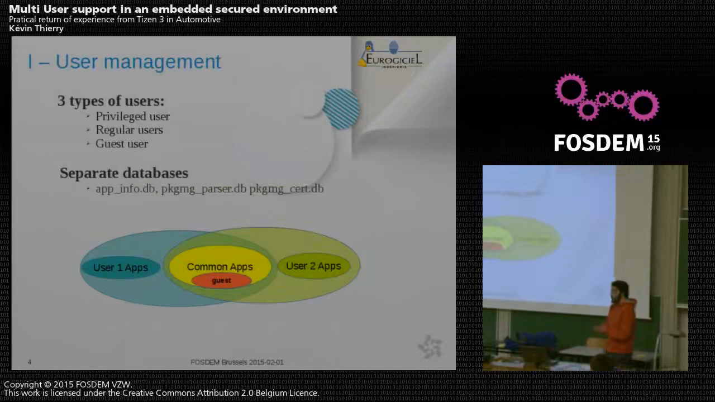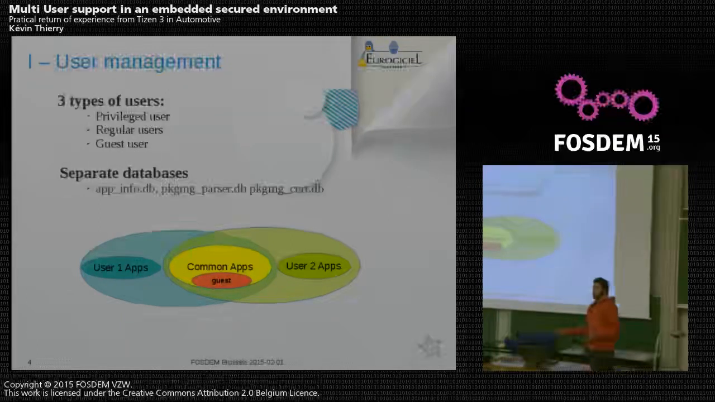So user management: we have three types of user. We have the privileged user, regular users, and guest users. The privileged user, of course, is kind of the administrator. He is able to install common applications. Common applications are accessible to all users, which means regular users can use common applications. Regular users can also install applications, but these will be only user applications. If a user installs an application, he can only use it, and other users can't access it or use it. And a regular user, as I said before, can use common applications.